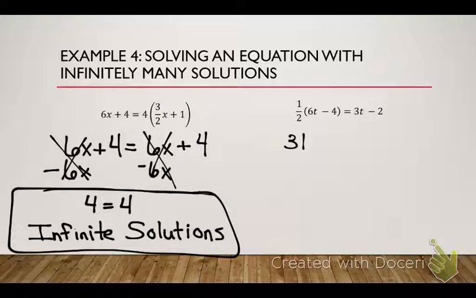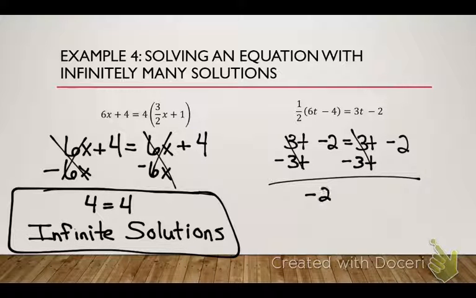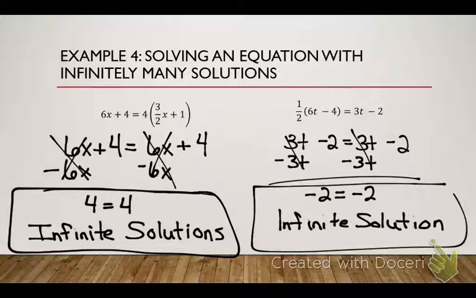3t. And half of negative 4? Negative 2. Equals 3t minus 2. So what happens when I subtract my 3t's, thinking I'm just following my steps? What's going to happen? Negative 2 equals negative 2. Infinite solutions. Why is it infinite? Can anybody explain that to me in words? Just real quick.